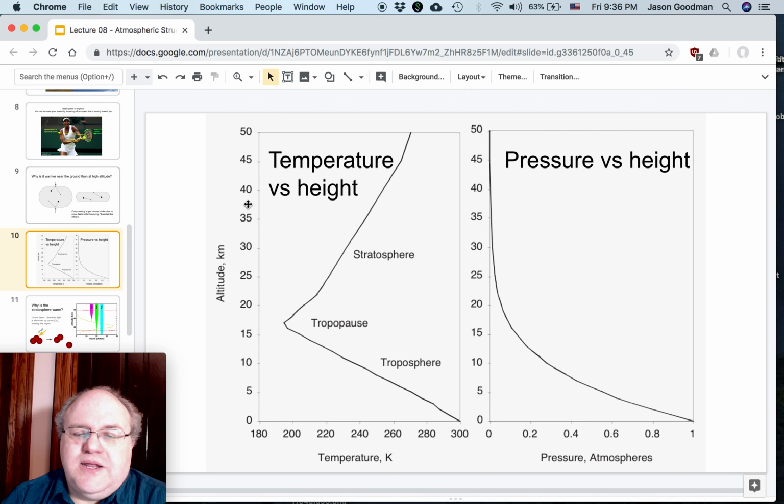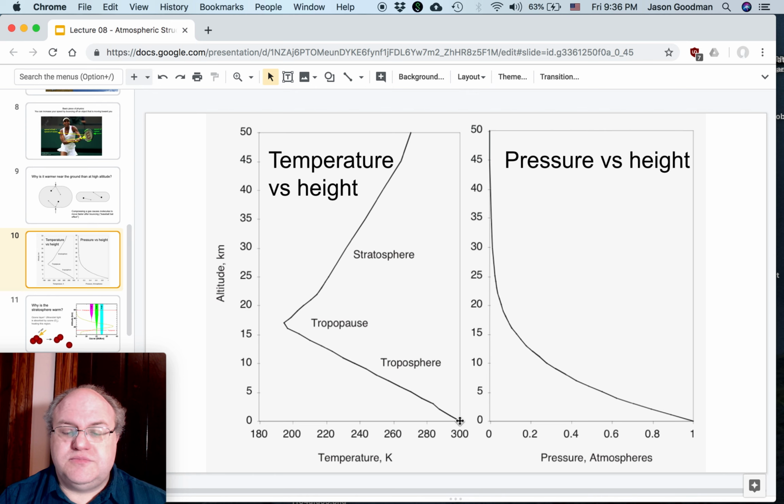Okay, so on the right-hand side of this graph, I've got the same pressure graph that I showed you earlier. Pressure reduces as you go up however many kilometers. And in exactly the same way, because the pressure is reducing, the temperature decreases. Down at the ground, it might be 300 Kelvin. That works out to about 90 degrees or something on a hot summer day.